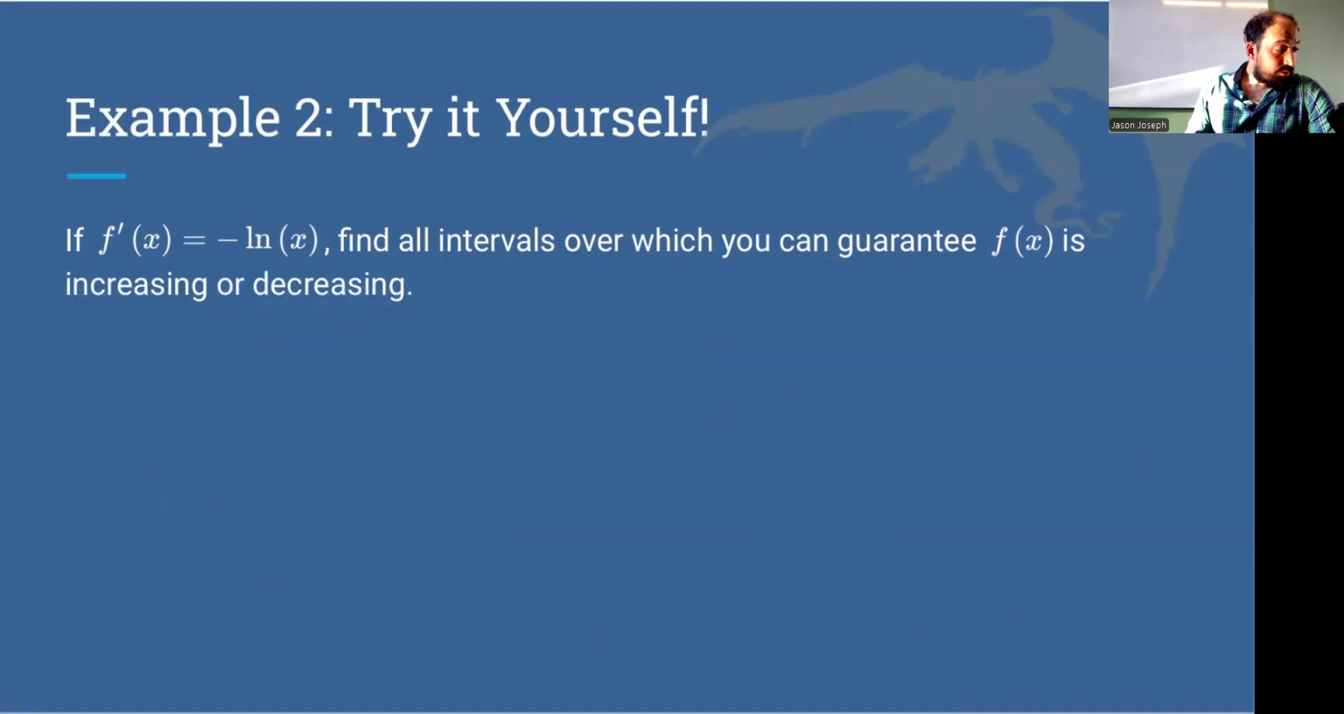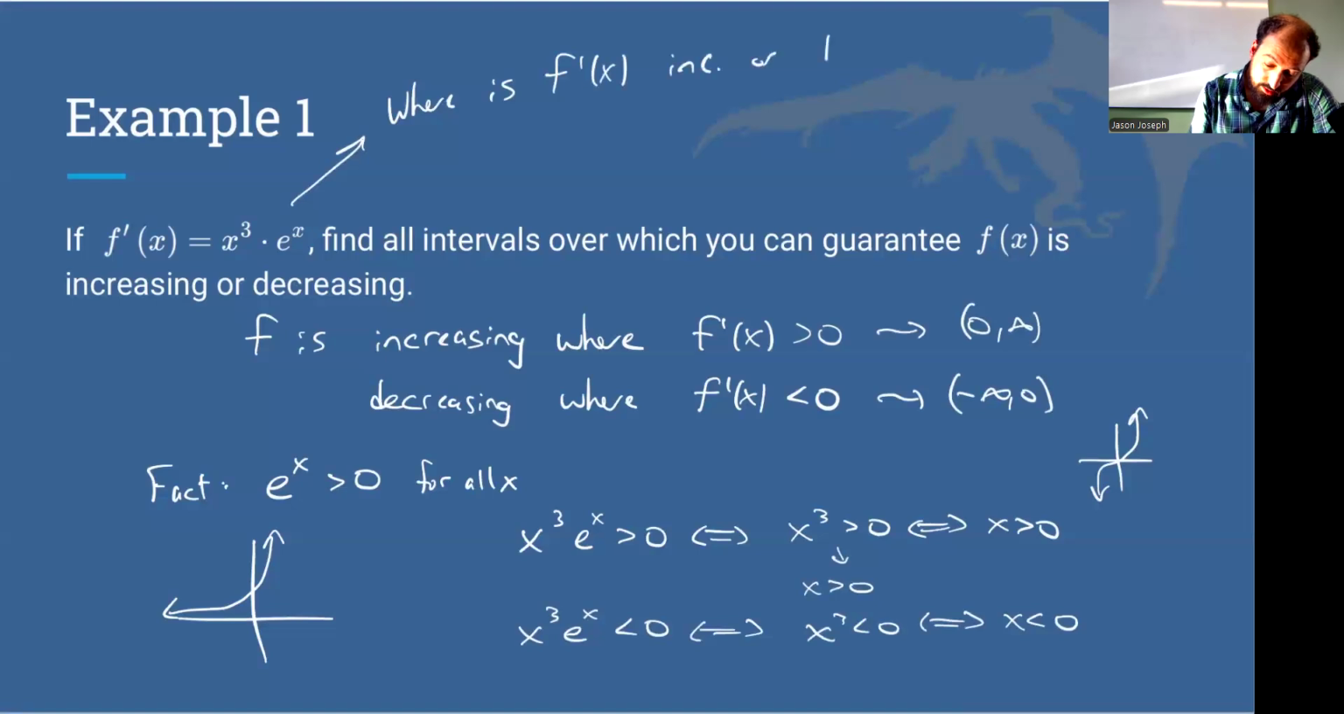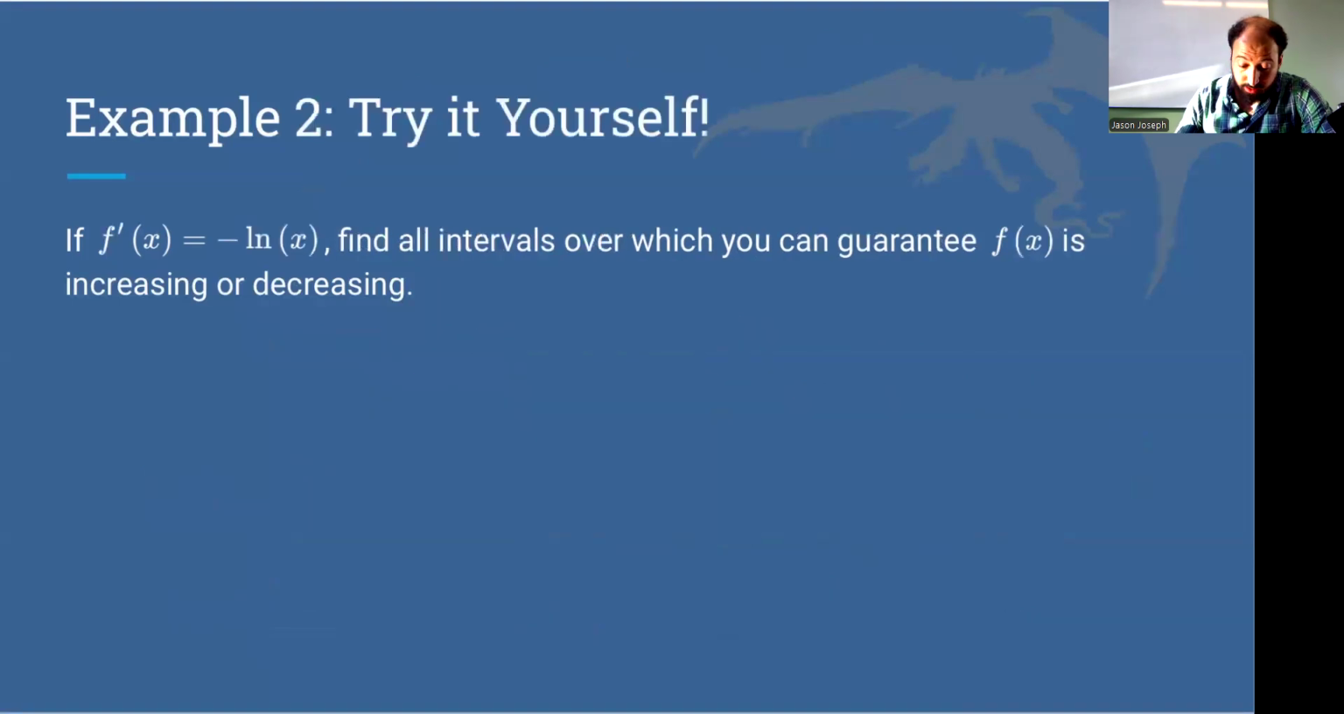Here's a try it yourself problem. Let me suggest another try it yourself, which is to take this and take its derivative and try the same thing on that. Where is f prime of x increasing or decreasing? So for that, you'd need to take the second derivative and see where is that positive or negative. So you'll need the product rule and then see where that is above or below the x-axis.